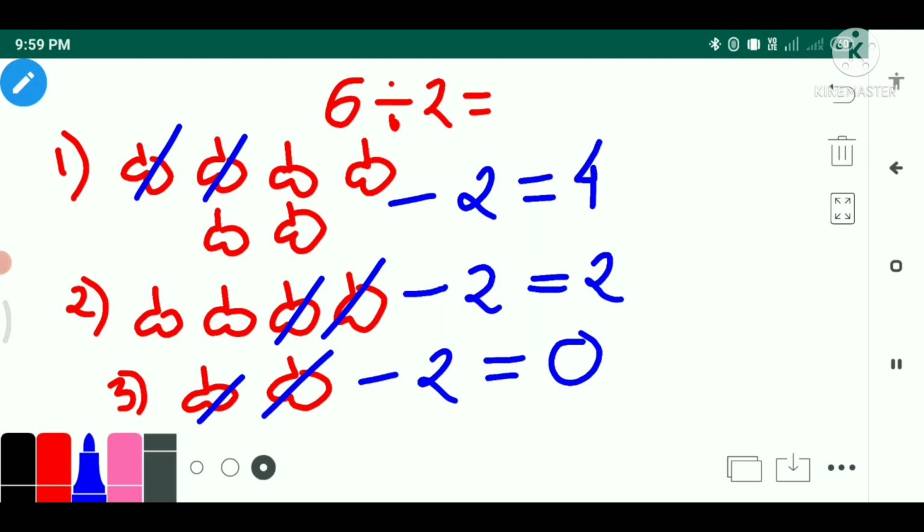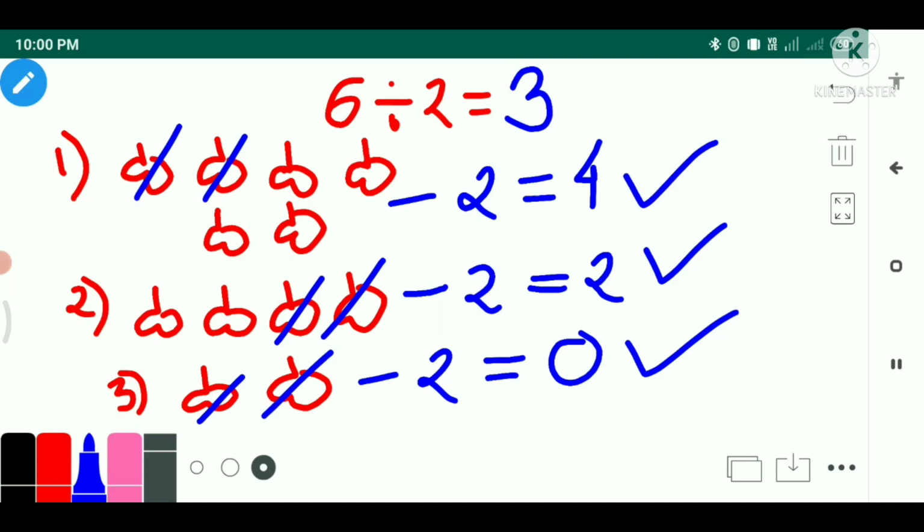In how many steps did we do this subtraction? This is the first step, this is the second step, and in the third step we got 0, right? We'll count only the steps. So total 3 steps are there. We can write it as 6 divided by 2 is equal to 3. Is it clear what I did? I just counted the steps.